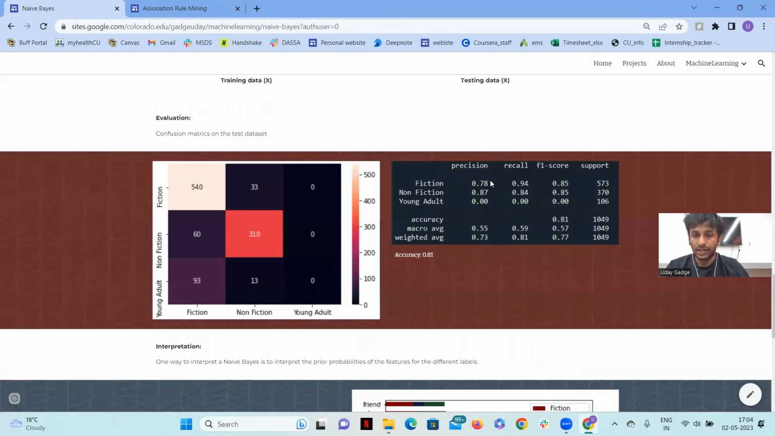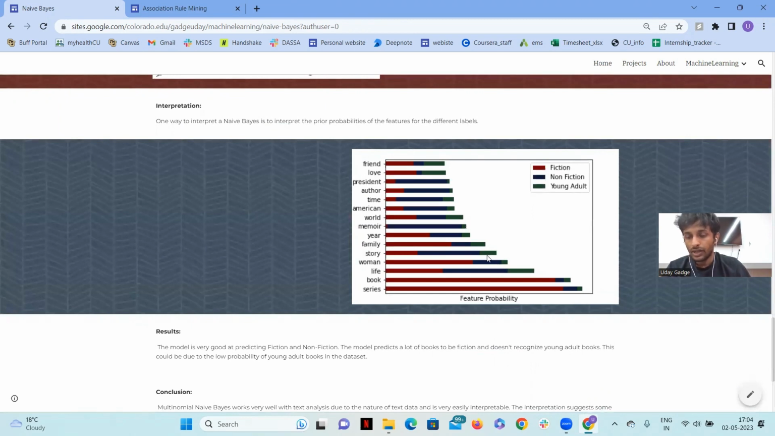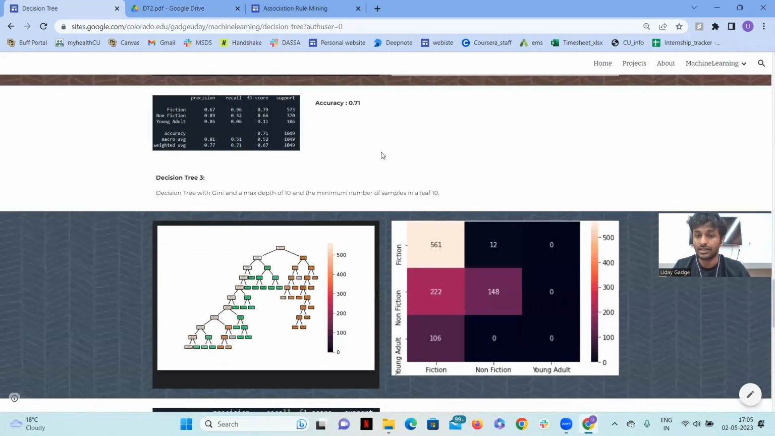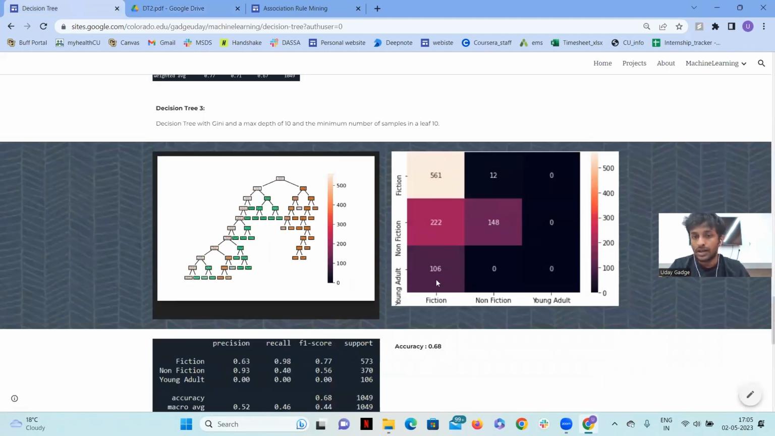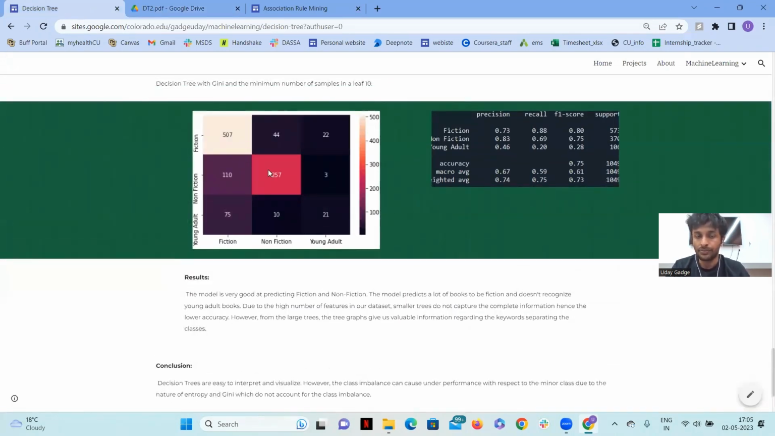And I was also able to extract words that define a particular genre. For example, if you look at this, book and series are majorly the words that describe fiction novels, whereas something like memoir or American or Time author, these are for nonfiction. As you can see, it does really well with text data. It's not able to separate young adult from fiction because a lot of the words are similar, but it does a good job of separating fiction and nonfiction.